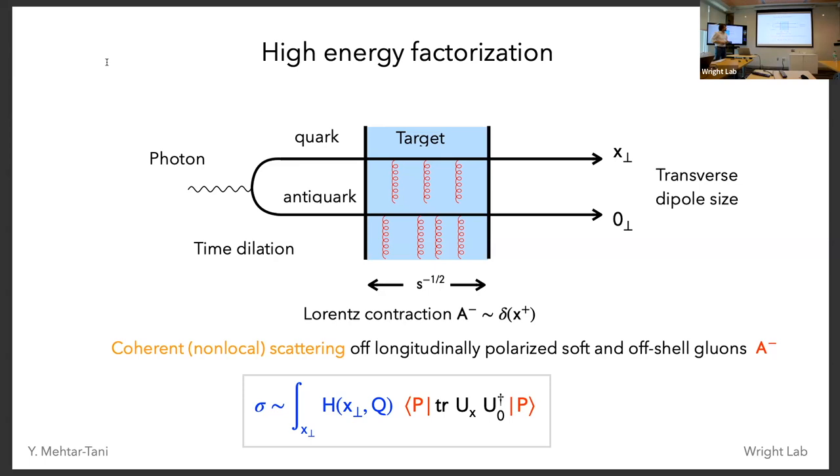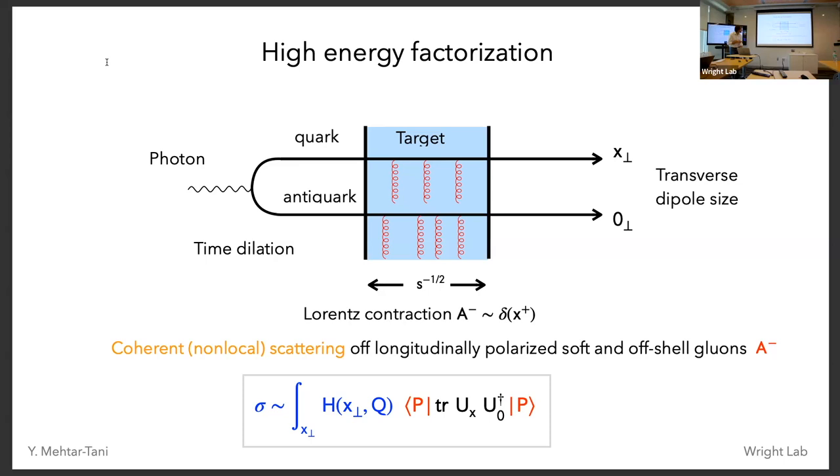Given those considerations, we get to this factorization formula, which is orthogonal to the QCD factorization. What we have here is a hard matrix element, which describes the splitting of the photon into q qbar before it hits the target, which is a function again of the transverse size of the dipole. And then you have this dipole operator, which is just two Wilson lines, a two-point correlation function of Wilson lines, traced over color and of course evaluated on the proton state. That's the operator that will describe the gluon distribution in the target.